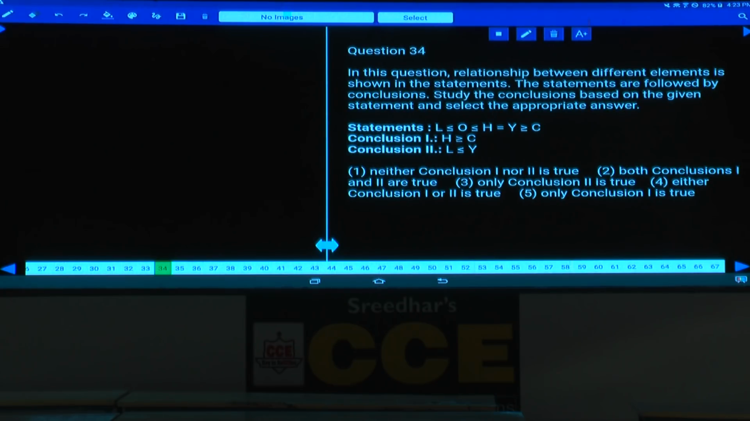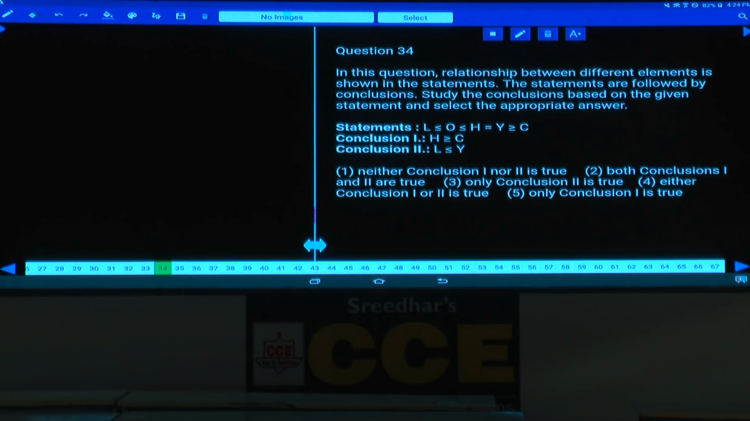Then 34 onwards. Question numbers 34 to 38 are based on coded inequalities. Now, the relation between H and C. Between H and C, what is the relation here? H greater than or equals to C. Now, forget about the equals to. Then what is the symbol which is common here? H is either greater or equals to C.